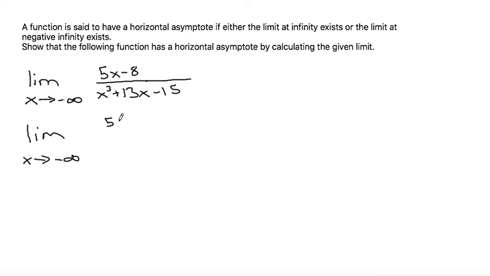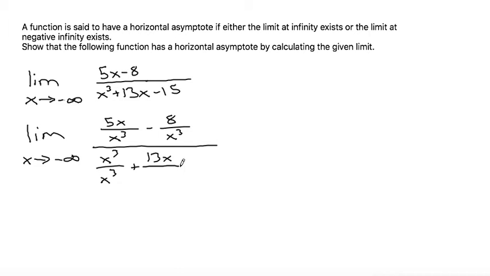It would be 5x divided by x to the power of 3, minus 8 divided by x to the power of 3, over x to the power of 3 over x to the power of 3, plus 13x divided by x to the power of 3, minus 15 divided by x to the power of 3.